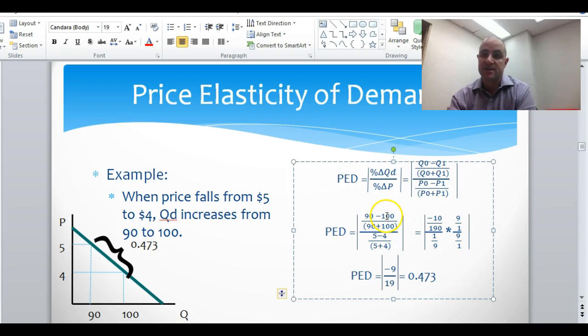And so we have 90 minus 100 is minus 10 over 90 plus 100 is 190, over 1/9. Now, when you have fractions within fractions, you want to get rid of them. The easiest way is to get rid of what's in the denominator. So if you multiply both the top and the bottom here by 9 over 1, then 1/9 times 9 over 1 is just 1. And so 9 over 1 times minus 10 over 190 is going to come out to minus 9 over 19, or 0.473.